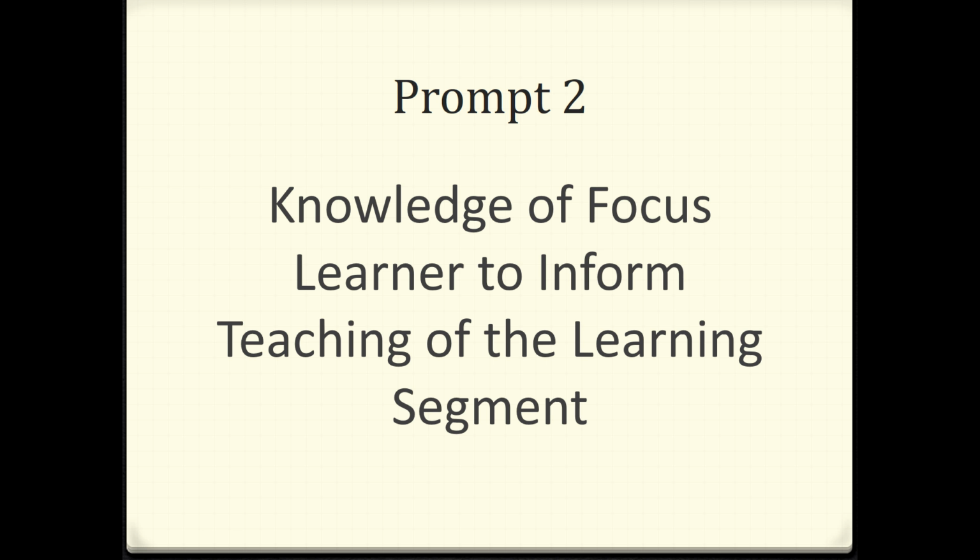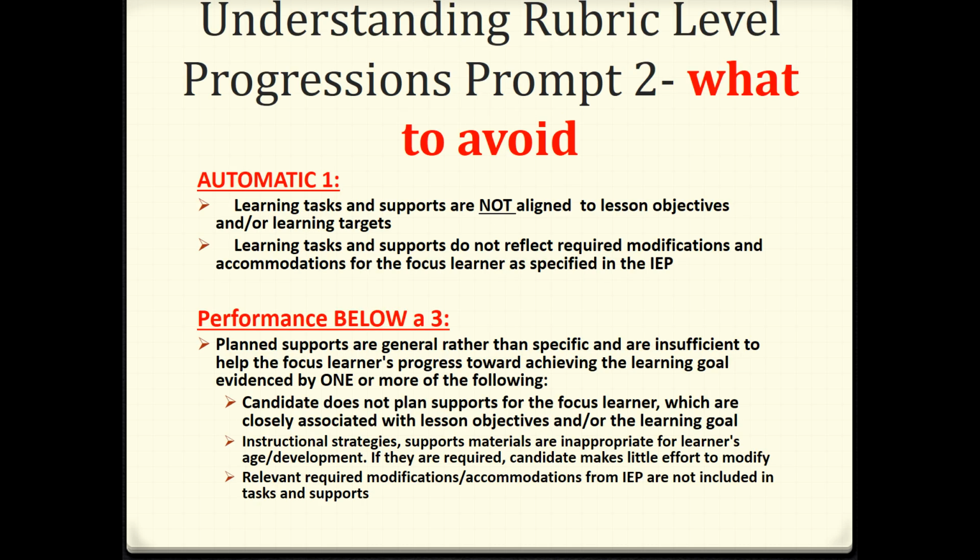Prompt 2, knowledge of focus learner to inform teaching of the learning segment. Understanding rubric level progressions, prompt 2, what to avoid. An automatic one is: the learning tasks and supports are not aligned to lesson objectives and or learning targets. Learning tasks and supports do not reflect required modifications and accommodations for the focus learner as specified in the IEP.